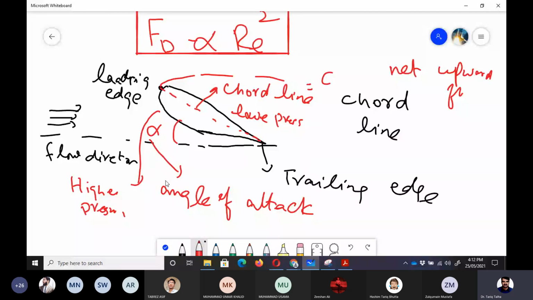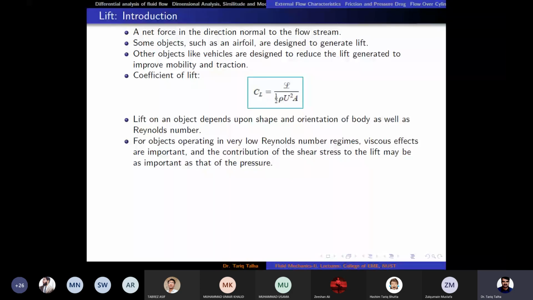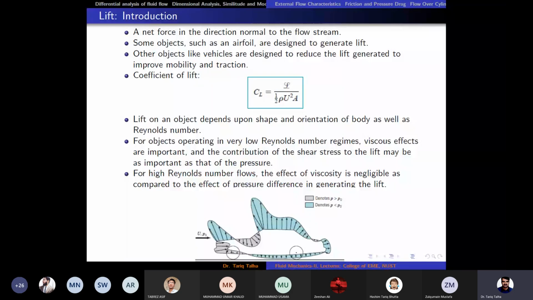Okay. So that was one thing, angle of attack. For objects operating in very low Reynolds number regime, the viscous effects are important, and the contribution of the shear stress to the lift may be as important as the pressure. But at the cruise speed which we are talking about, the pressure contribution is high. So for high Reynolds number flow, the effect of viscosity is negligible as compared to the effect of pressure.